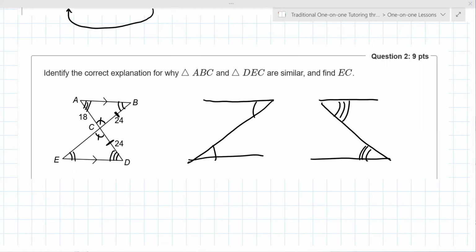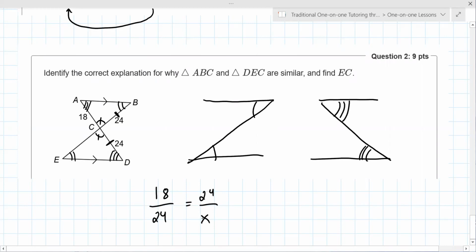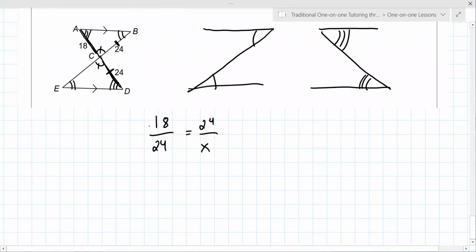So we want E to C, right? Which means that 18 to 24 equals 24 over x. So this one goes with this one down here. Do you remember that we can cancel out vertically? So what goes into 18? 6. Okay, so that becomes 3/4 equals 24 over x.